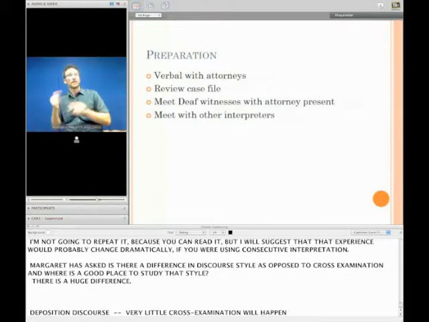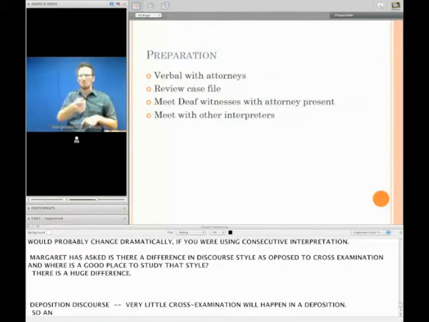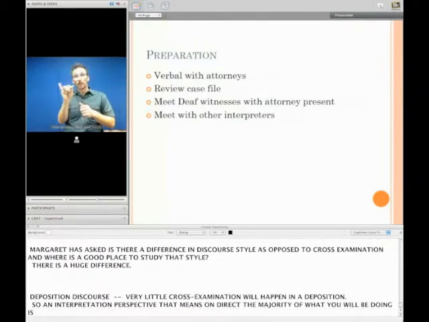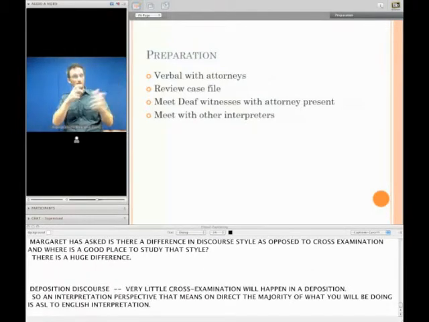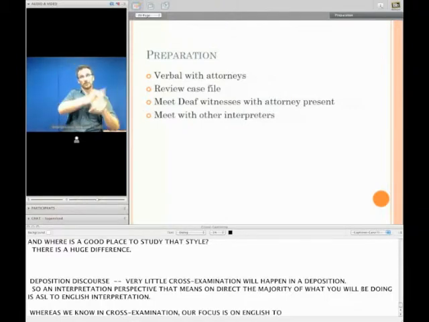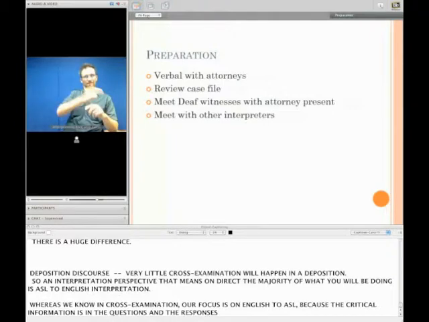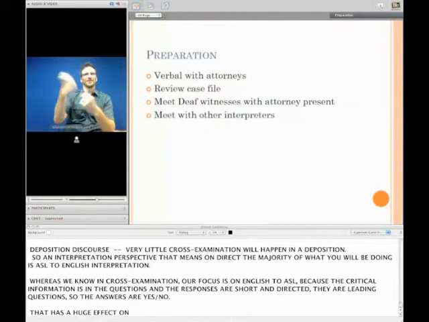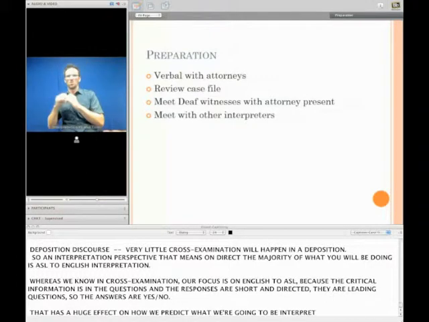So from an interpretation perspective, that means on direct and in a deposition, the majority of what you will be doing is ASL to English interpretation. Whereas we know in cross-examination, our focus is on English to ASL because the critical information is in the question and the responses are short and directed. They're leading questions, so the answers are yes, no. That has a huge effect on how we predict what we're going to be interpreting in a deposition.